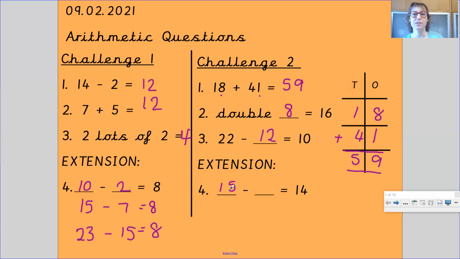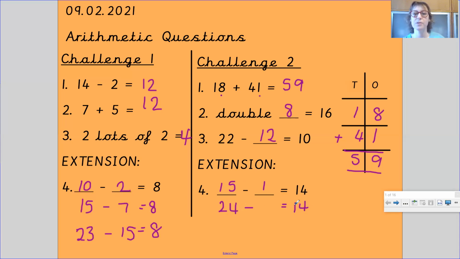And to get from 15 to 14, I could take away 14 from 15, or I could start from 14 and count till I get to 15. So 14, 15 is just 1. I'm going to do 24, take away something equals 14. And again, I could start from 14 and count to 24. So we call that counting on.